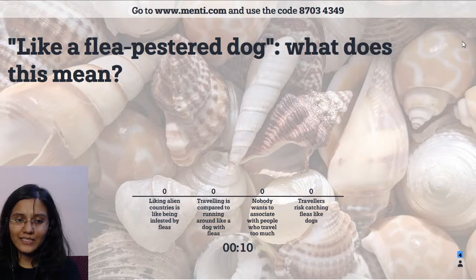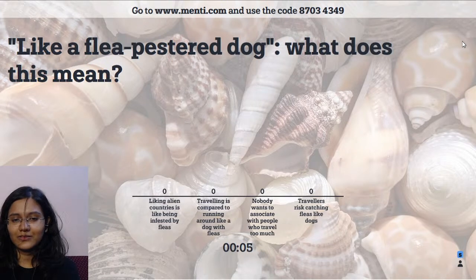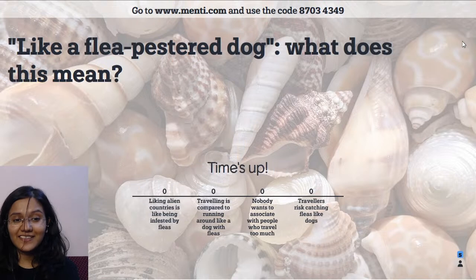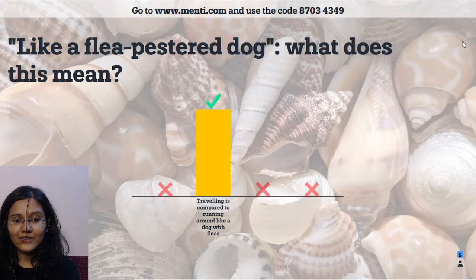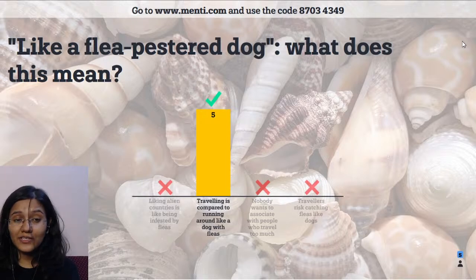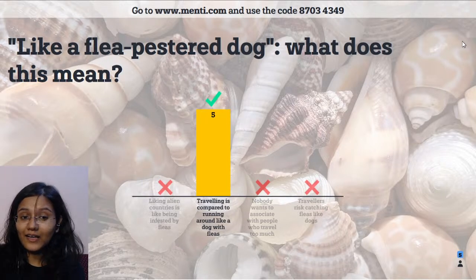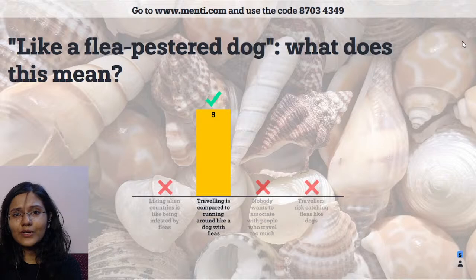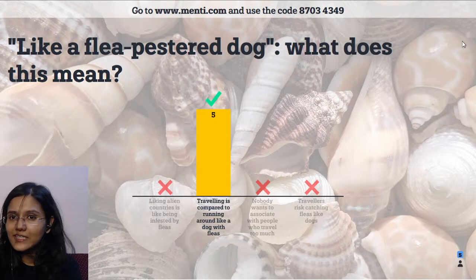So what does this mean? Like a flea-pestered dog. It's a very curious phrase. Yeah, everyone's right on this one. It does mean that traveling is compared to running around like a dog with fleas, because you can't sit still in one place. You're kind of just going around everywhere all the time. You don't have the capacity to stay still.